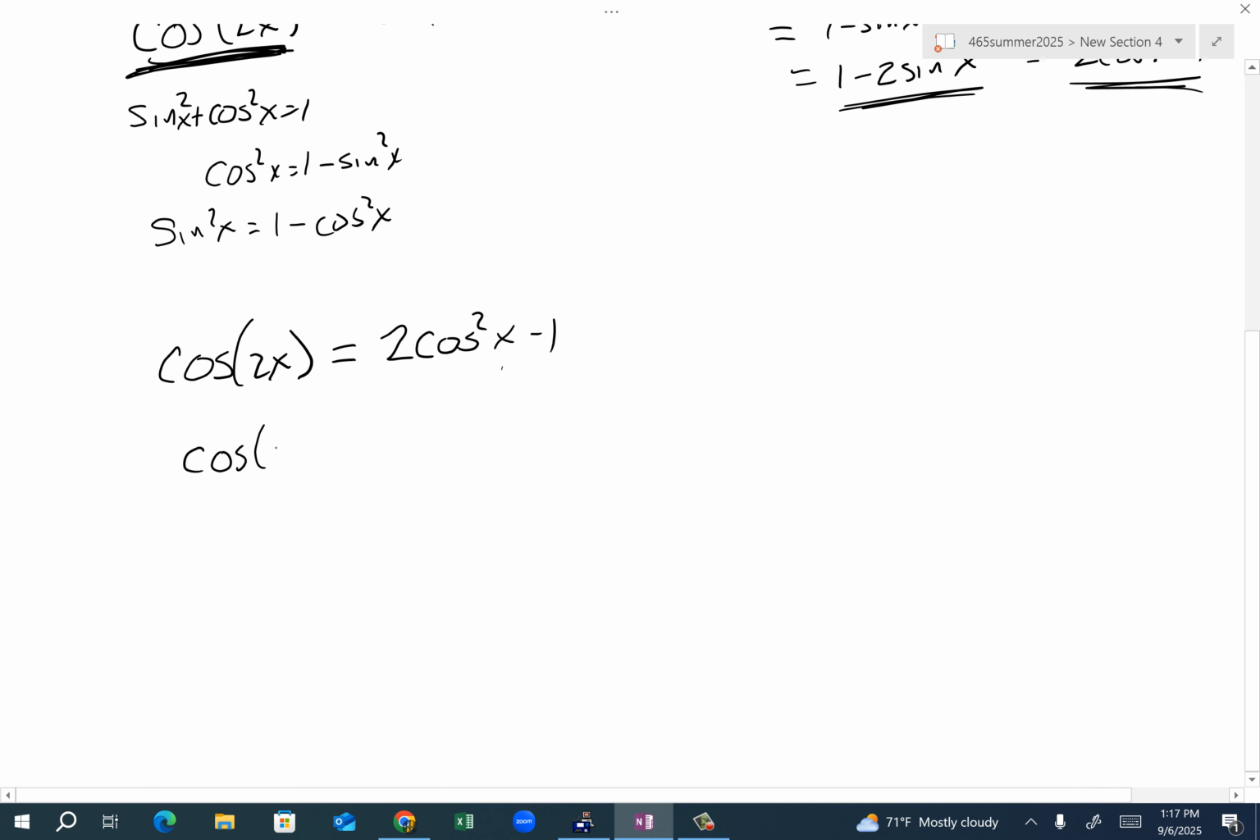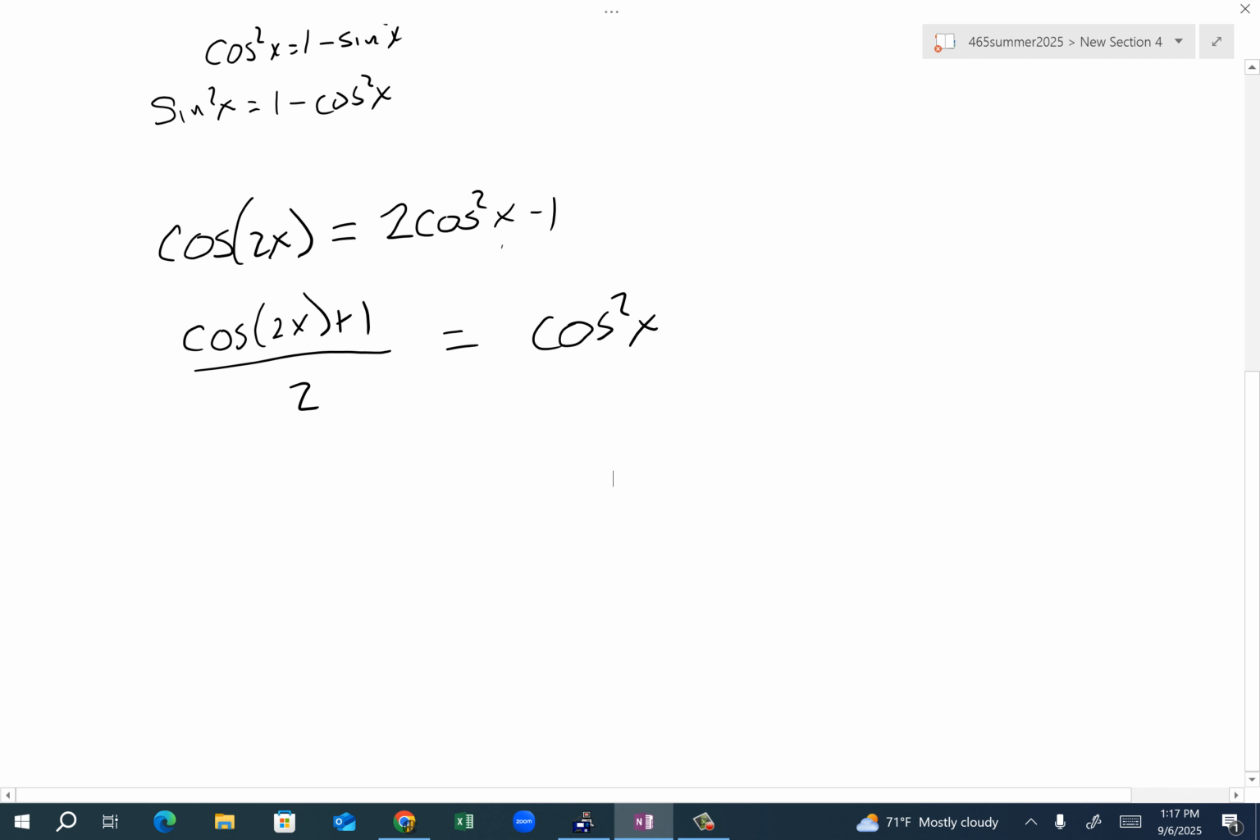You're telling me I could just do this plus 1 divided by 2? That's right. Is equal to the cosine squared of x? That's right. Well, I just have to take the square root. Yeah. Cosine of 2x plus 1 over 2, square root, is equal to cosine of x. If you told me this, I would kind of go, well, almost. Remember, it's a plus or minus. Now, think about that for a minute.